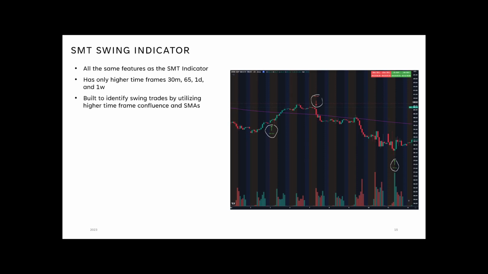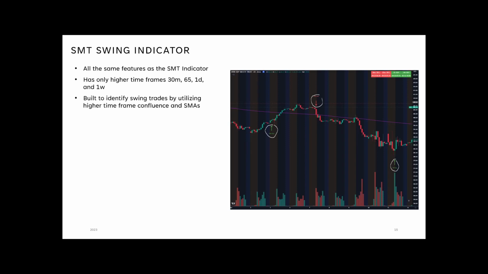So I created an SMT Swing Indicator. It has all the same functionality as the other ones. You have your alerts, you have your dashboard, you have your signals, you have EMAs, all that stuff. But this one is tailored specifically to higher time frames, so it allows you to swing trade effectively. The other ones were 2-minute, 3-minute, 5-minute, all the way up to 65-minute. The swing indicator is focused on the higher time frames: the 30-minute, the 65-minute, the 1 day, and the 1 week.